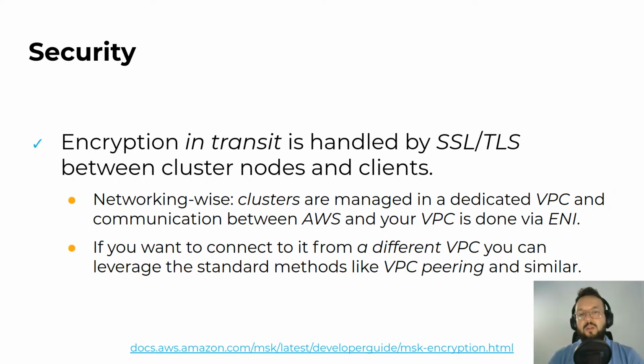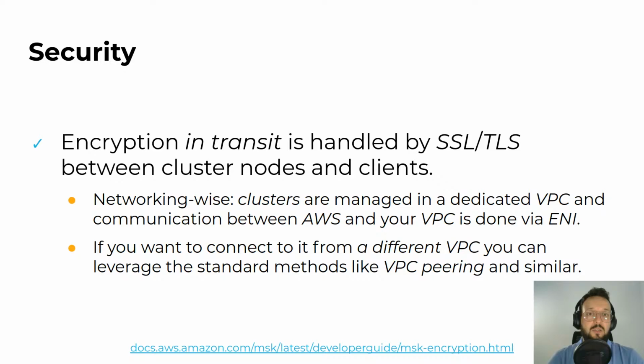However, you need to be careful and diligent when you are setting up the security groups, obviously. And if you would like to connect from a different VPC, so for example, you created Apache Kafka in a particular VPC, but your applications are working in a different one, you can use standard methods like VPC peering and similar ones to bridge those different networks together.